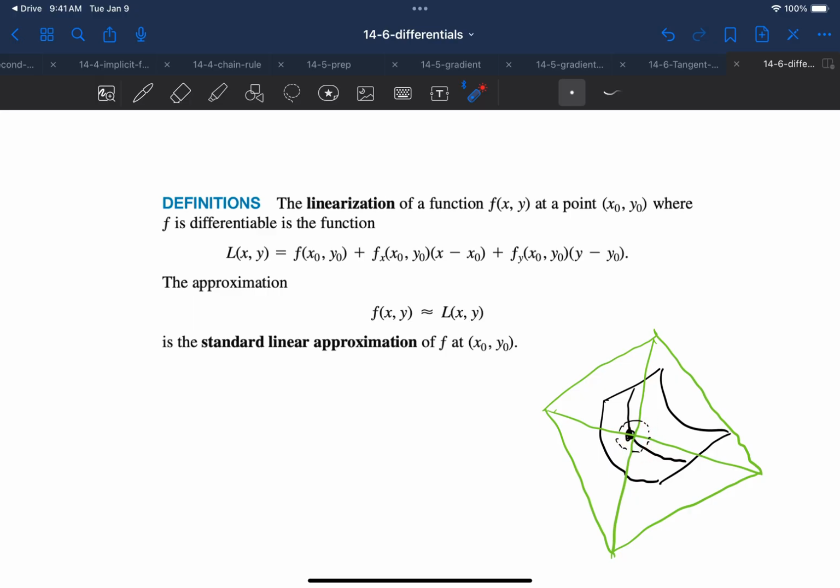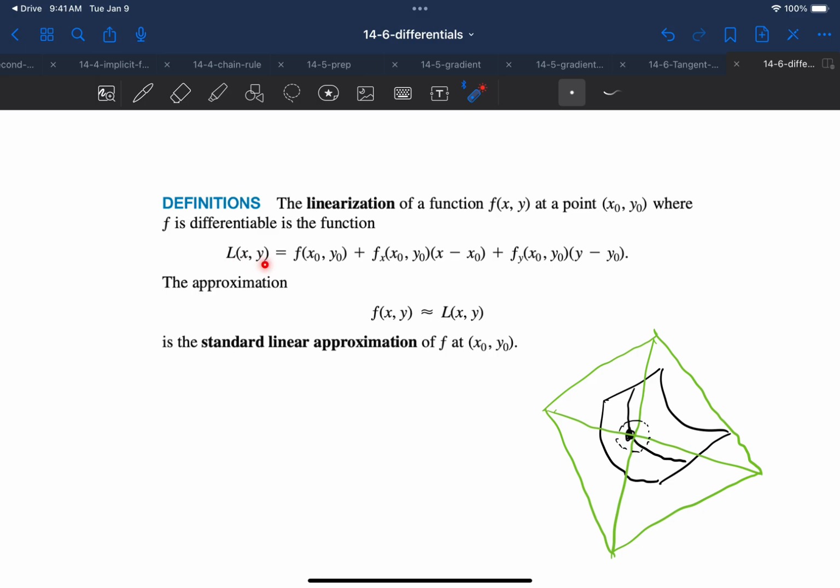That's what linearization means. The glass board is a linear function, and that's why we do linearization approximation. So what is L(x,y)? Or in other words, what is this glass board? The glass board is the tangent plane at this point.